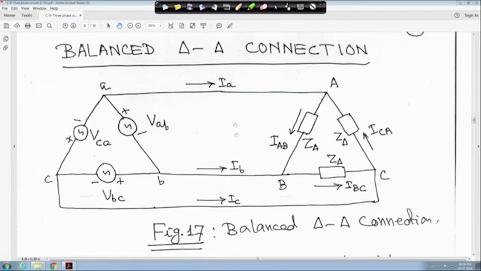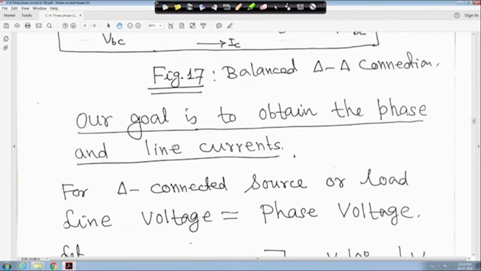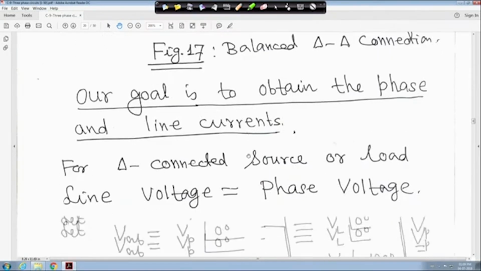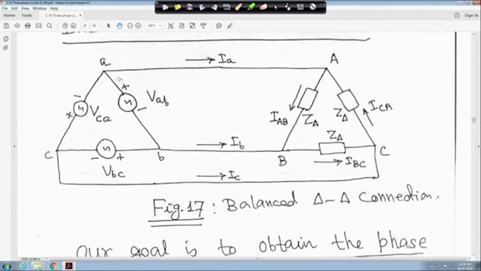This is the line current IA, IB, IC, but both are delta, and these are the phase currents IAB, IBC, ICA. For delta, your line voltage is equal to phase voltage. We will see that. Our goal is to obtain the phase and line currents, right. So, for a delta connected source or load, line voltage is equal to phase voltage, because both are delta.